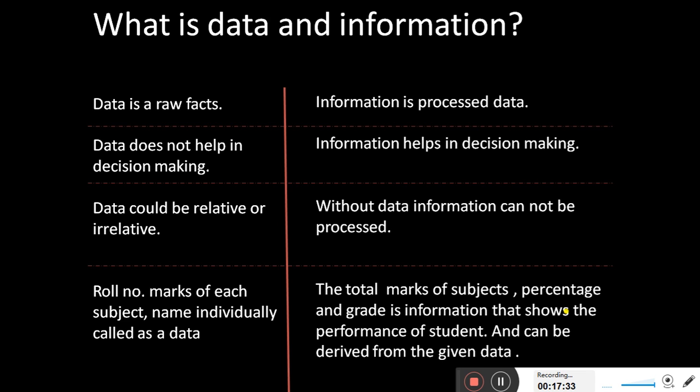Then we have seen the examples: roll number, marks of each subject, name are individually called data. And what are the information examples? Examples of information are the total marks of the subject, percentage and grade of the student, right? Report card, correct? So this is the information that shows the performance of a student, so that you can take the decision based on this report card that the student is good or bad in studies. It is derived from the given data, and you are deriving this information from the given data.